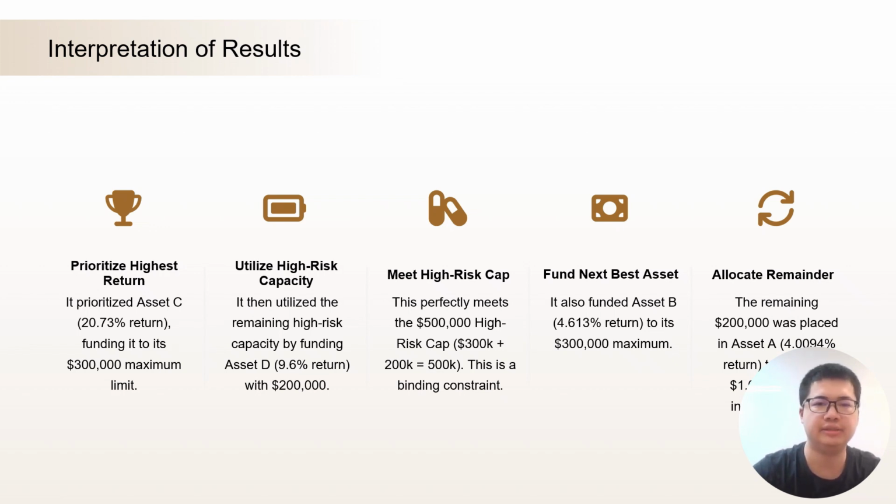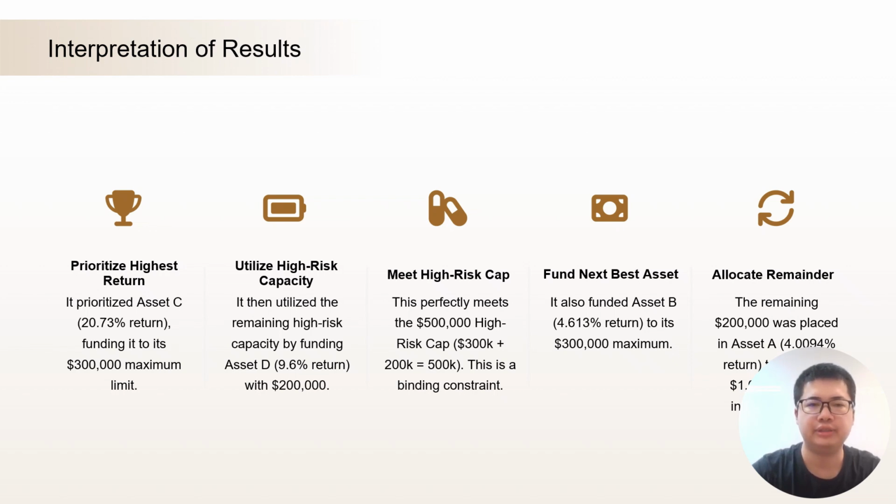Now let's talk about the interpretation of results. The model really favored assets such as China thanks to its impressive 20.73% return, so we allocated $300,000 there to maximize our gains. We also made sure to take advantage of our high-risk capacity. That's why we put $200,000 into asset D, Nasdaq 100, which fits nicely within our $500,000 high-risk cap. It's all about balancing risk and reward.